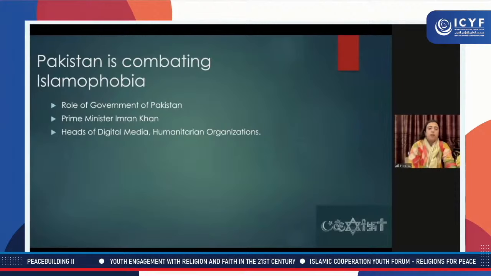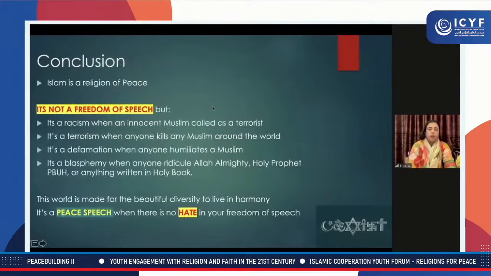And they have also written to the heads of media like Facebook and Twitter to take off the content that is against Islam. That is not Islam, which is being promoted by various parties and militant groups. That is not Islam. So digital media has a very important role, and youth should play a very good role in it. Conclusion: Islam is a religion of peace.